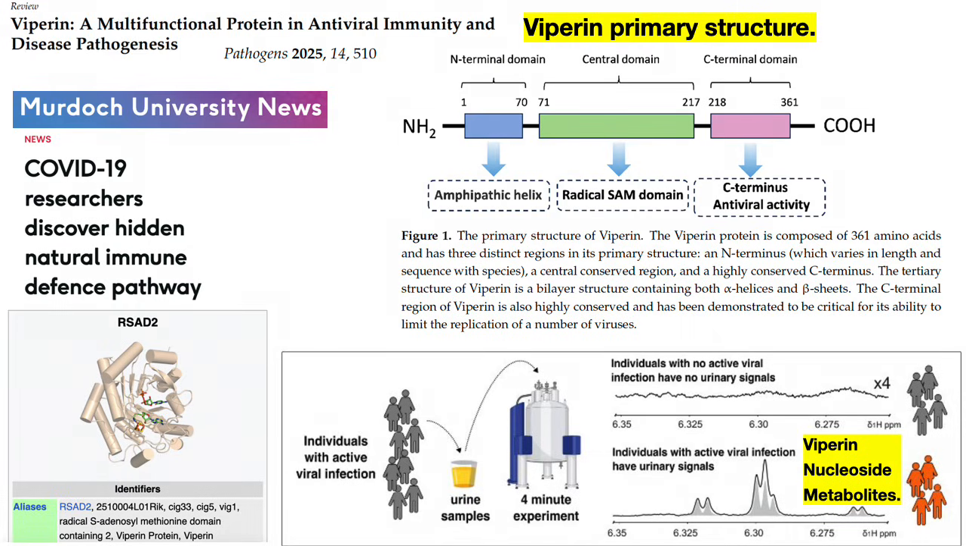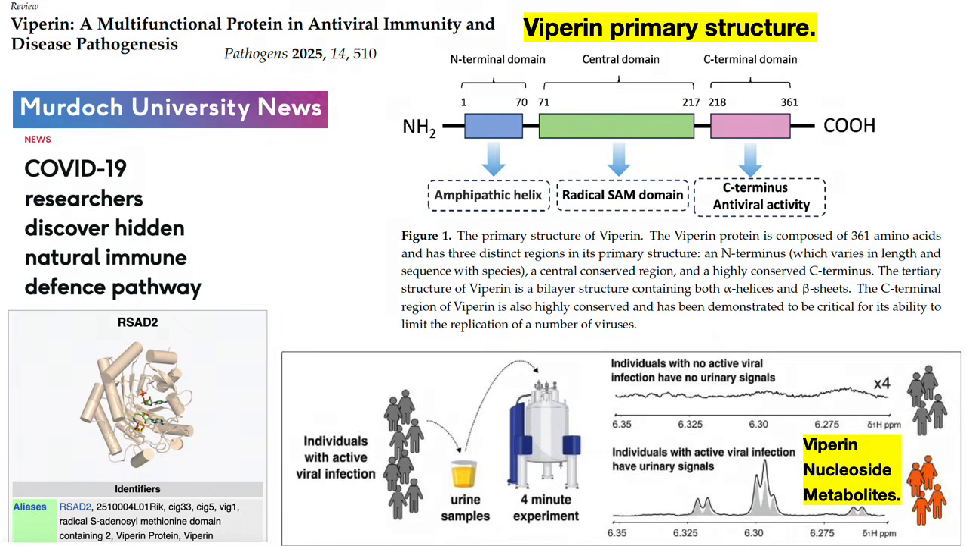The Viperin protein is composed of 361 amino acids and has 3 distinct regions in its primary structure. An amino terminus, which varies in length and sequence with species, a central conserved region, and a highly conserved carboxy terminus. The tertiary structure of Viperin is a bilayer structure containing both alpha helices and beta sheets. The carboxy terminal region of Viperin is also highly conserved and has been demonstrated to be critical for its ability to limit the replication of a number of viruses.